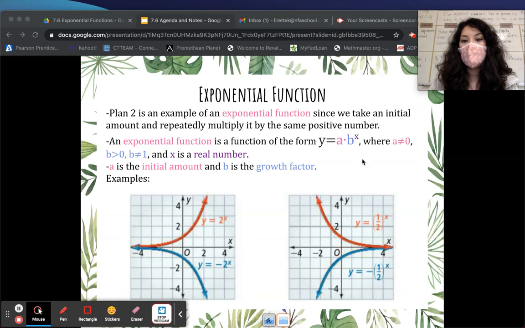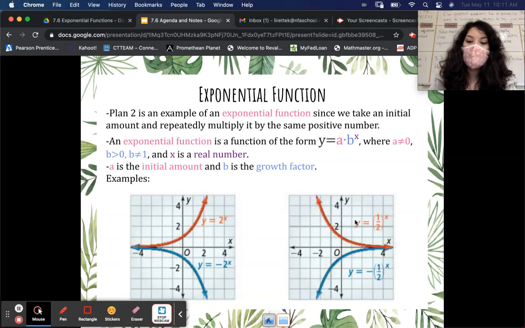And notice where our x is. Our x in this particular function is an exponent. Okay, so all of the functions that we really worked with up to this point in this class, the x was not an exponent. It was kind of functioning like a coefficient. We were multiplying or adding to it. So in this particular function, it's an exponent.